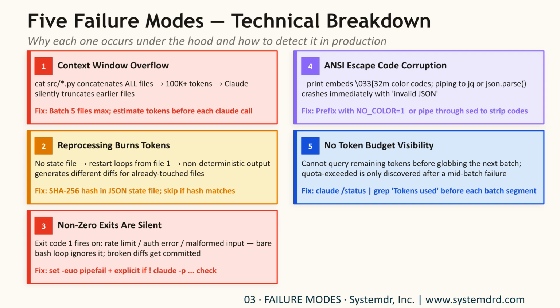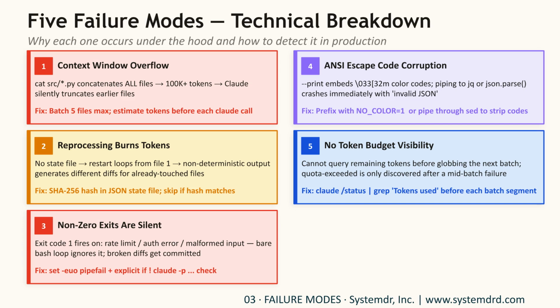Non-zero exits are silent. claude -p exits with code 1 on rate limits or auth failures. A bare loop ignores this and commits whatever partial output exists. Fix: set -eo pipefail plus an explicit if-not check on every Claude call.